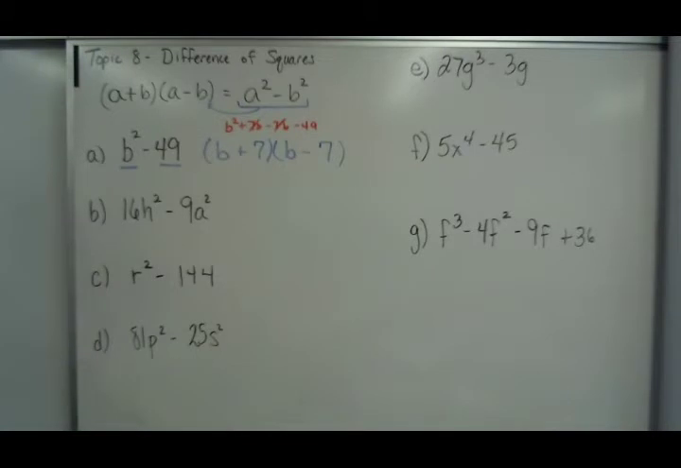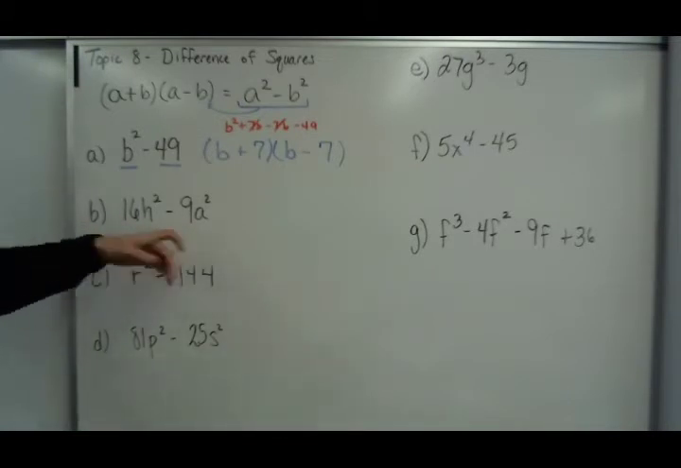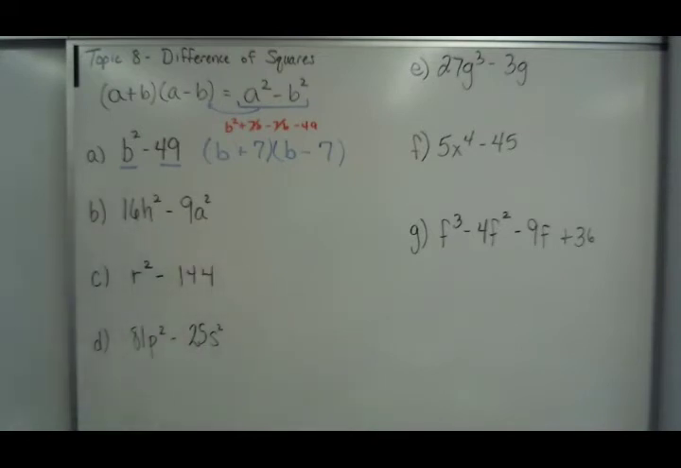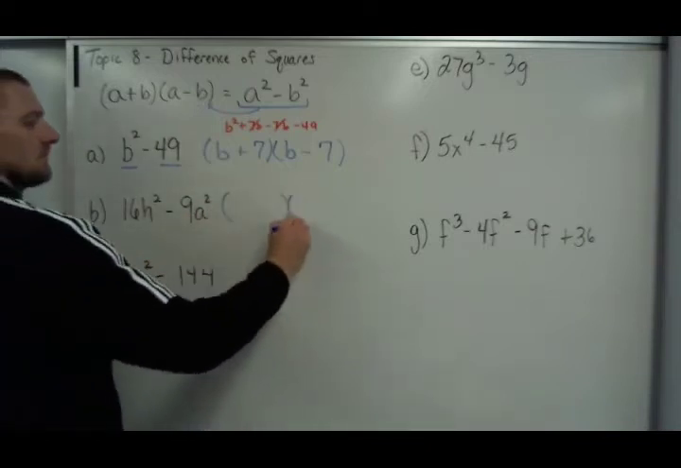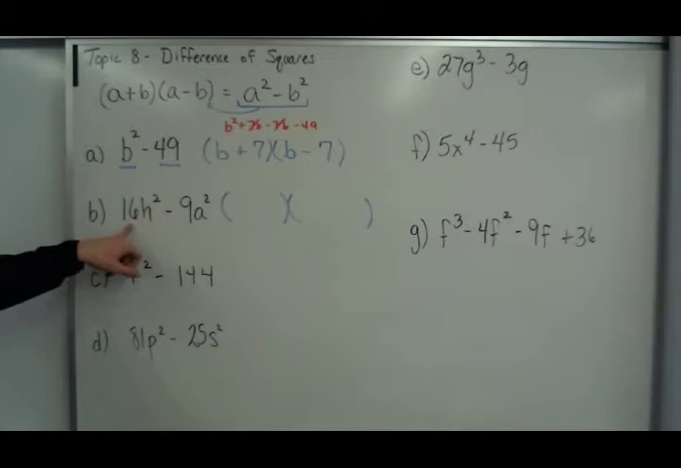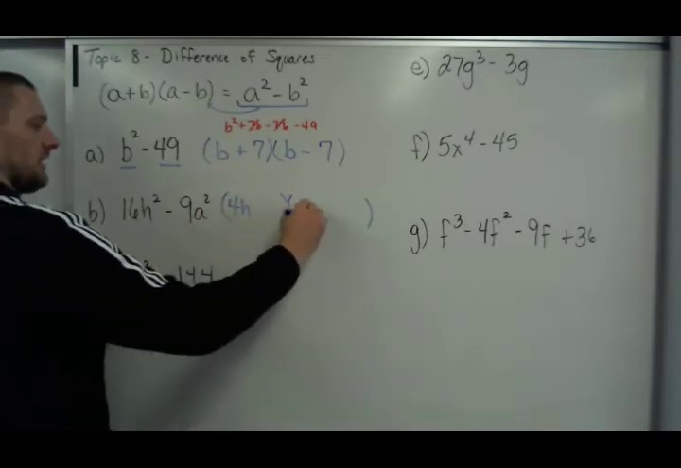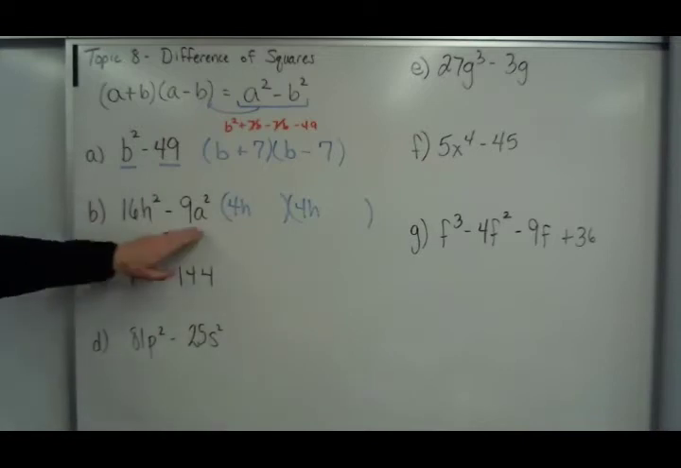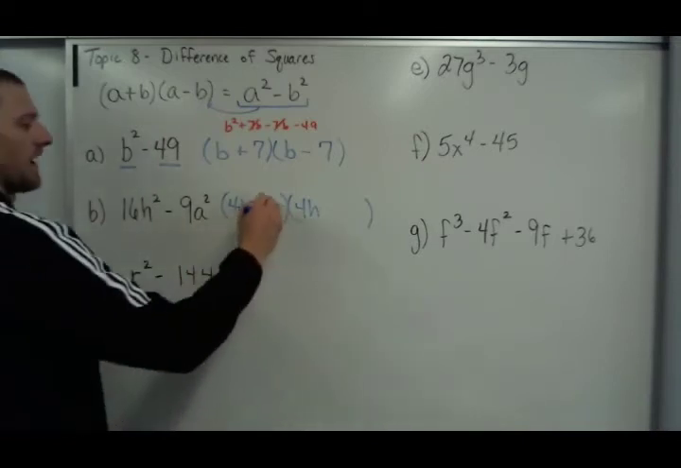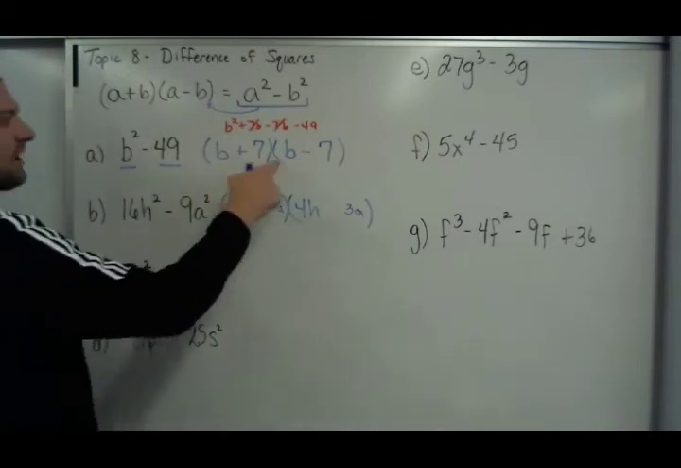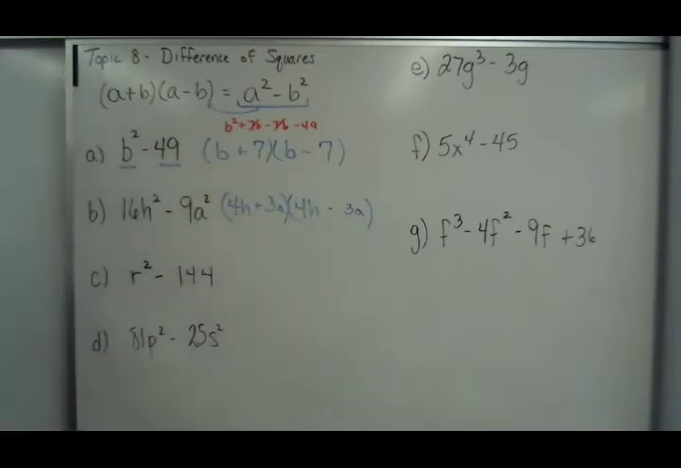For b, you've got 16 h squared and 9 a squared, which are both perfect squares. Excuse me. And so we break them down the same way. So I've got my two parentheses. Here you've got the square root of 16h squared, which is 4h and 4h. This one you have 9a squared, so the square root of that is 3a and 3a. And then they always have opposite signs, so you've got a plus here and a minus there. And that is the difference of squares.